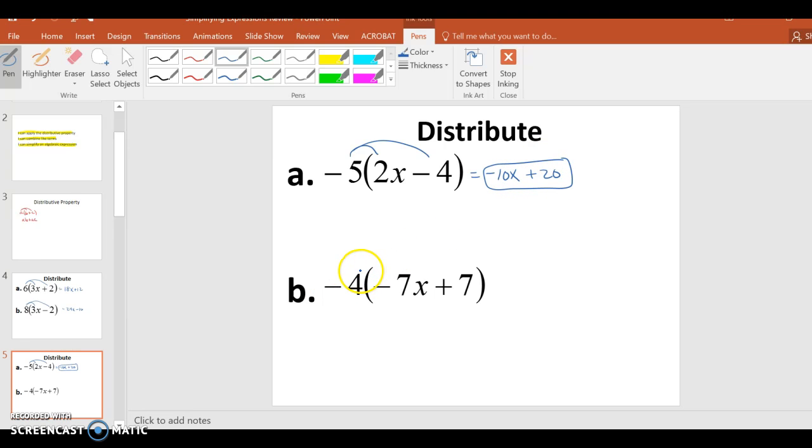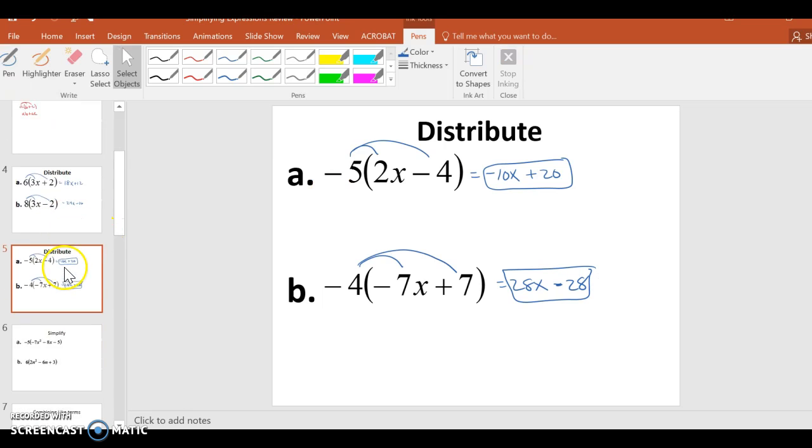Okay, the next one, again, if you multiply and you get a negative, we're going to subtract. If you multiply and get a positive, you're going to add. So negative 4 times negative 7x would be 28x. But then negative 4 times 7 would give you a negative 28. So we're going to subtract 28. And you are done. Okay.